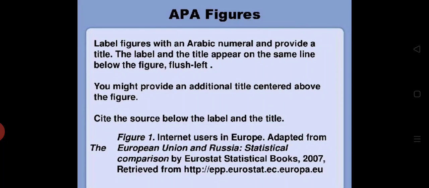APA figures. Label figures with an Arabic numeral and provide a title, as we did in tables. You might provide an additional title centered above the figure. Cite the source below the label and the title. Figure 1, Internet uses in Europe, adapted from European Union and Russia, statistical comparison by Eurostat Statistical Books 2007, retrieved from, here is the website address.